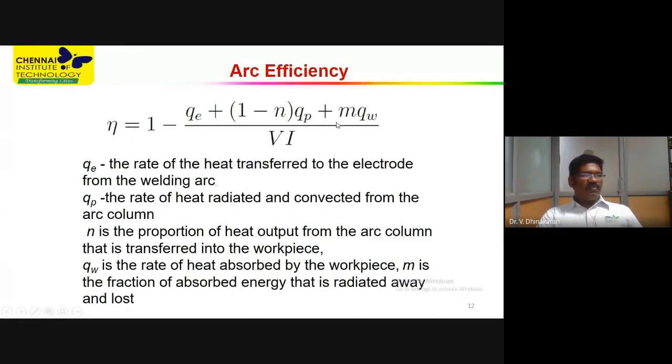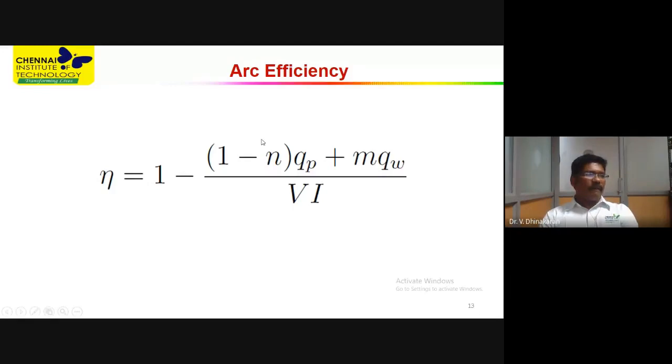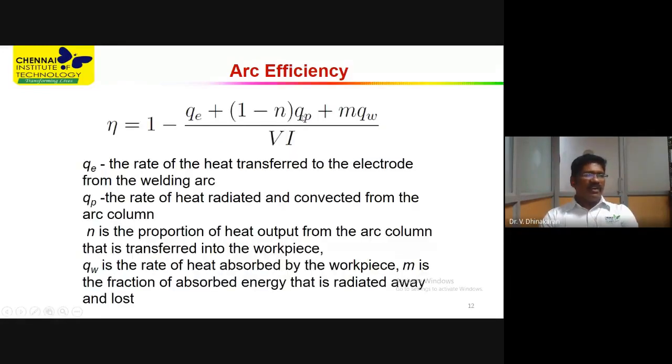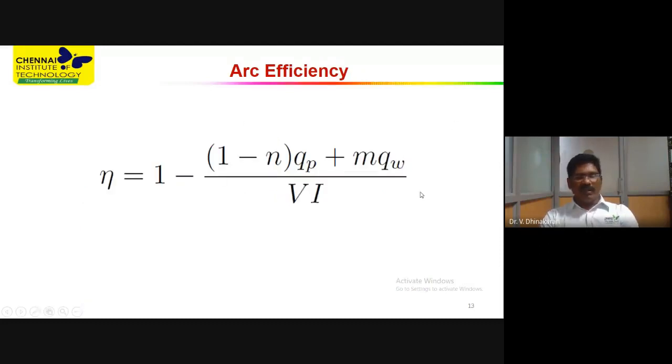So these are the losses, and only this efficiency will be utilized to melt the material. This is in terms of the electrode used in welding, which may be either a consumable electrode or a non-consumable electrode. If you use a non-consumable electrode, this is the loss. If you use a consumable electrode, that loss will be entirely eliminated, and the efficiency can be calculated like this.